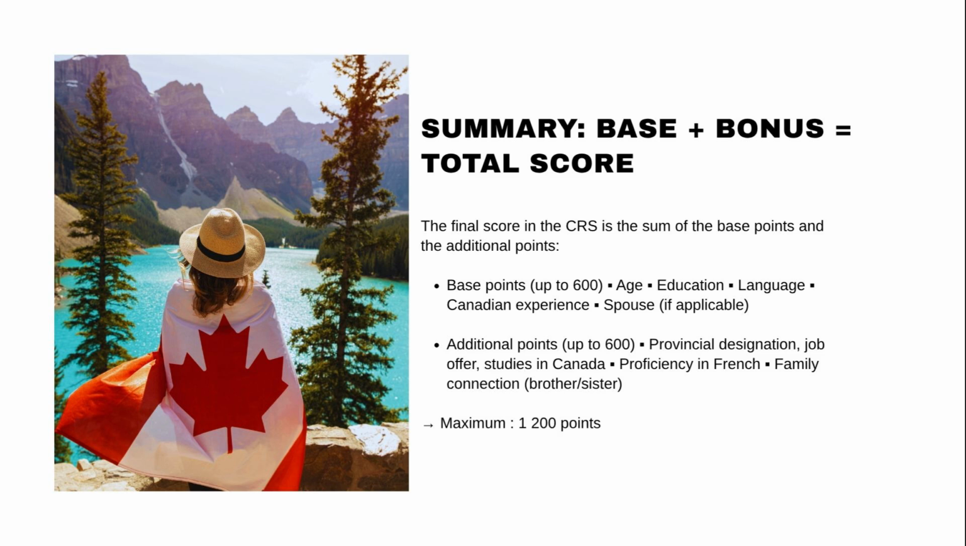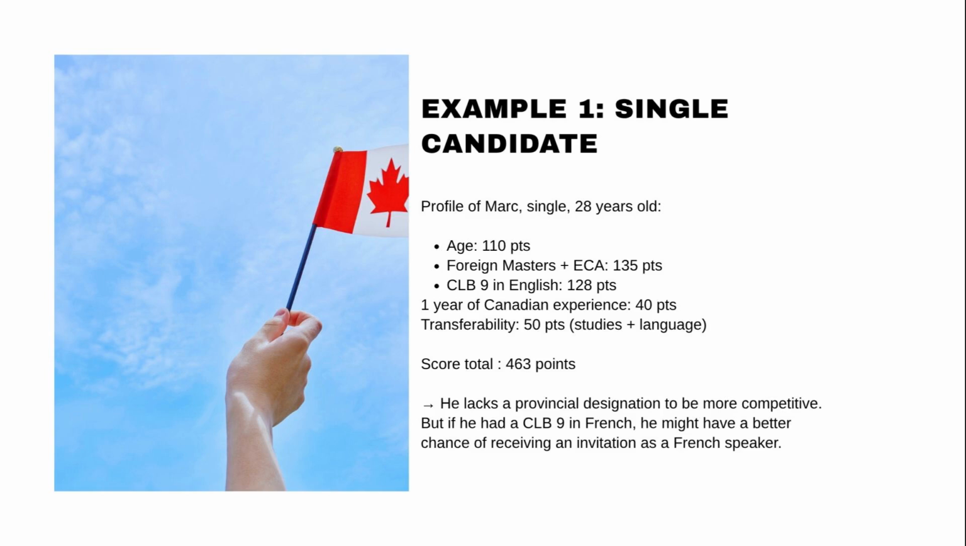But in practice, reaching this score is not necessary. What counts is having more than the threshold of the last draw, and that's what we'll see together in the next examples. This is the profile of Mark, 28 years old, single, with a foreign master's degree validated by ECA. He has a CLB 9 in English and 1 year of Canadian experience. He has no spouse and no additional points. Total: 463 points. This is a good score, but it's just below the thresholds for some draws. This shows that a good profile isn't always enough, and that it's often necessary to add a complementary strategy. Aim for a provincial program, further improve the language test, or learn French to unlock additional bonuses.